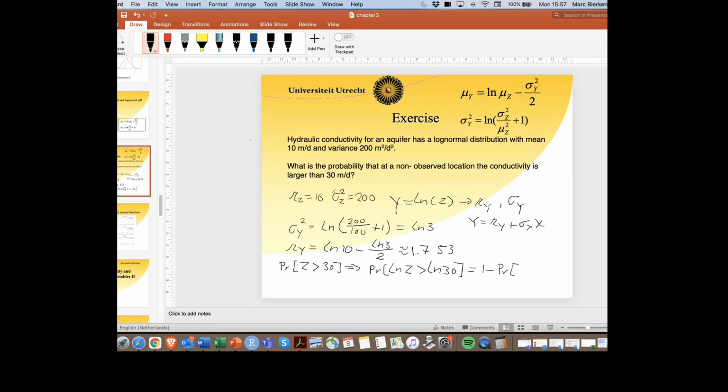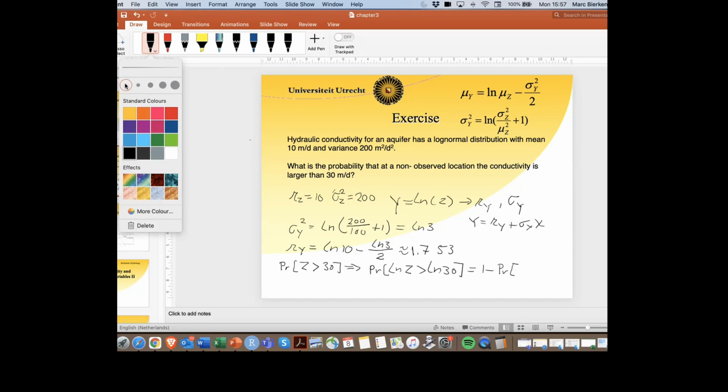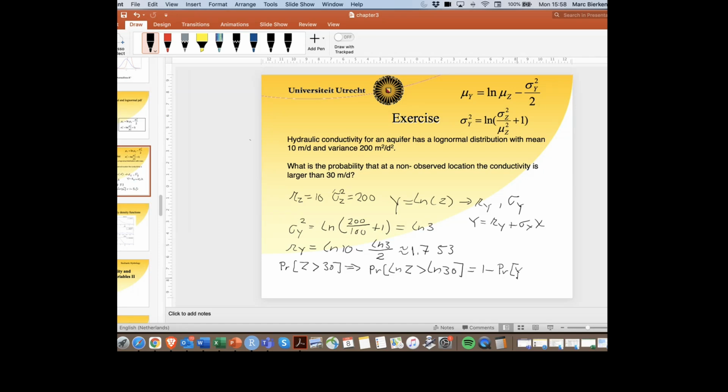move this up, sorry. We're getting there. Oh, I have to. Yeah. That y, because y is equal to ln Z, is smaller equal than ln 30. Yeah. Now this is equal to.